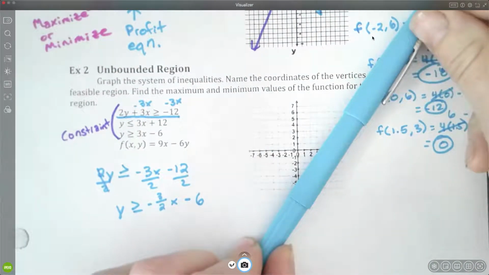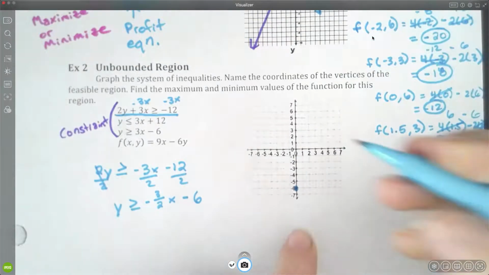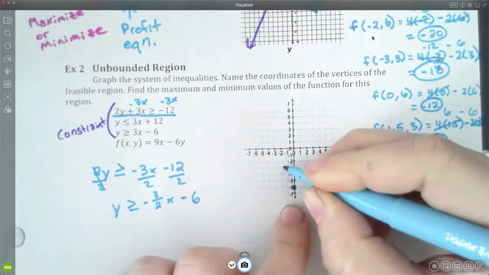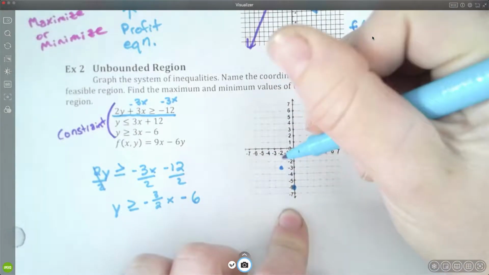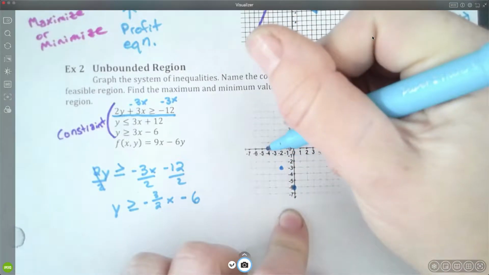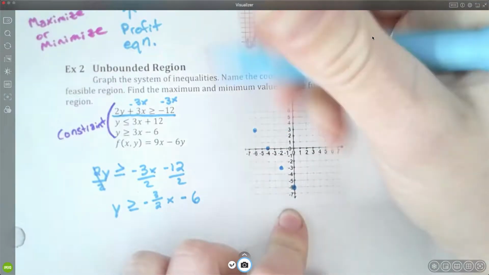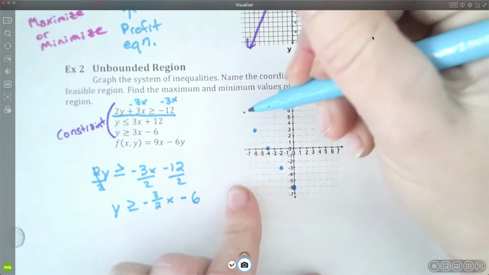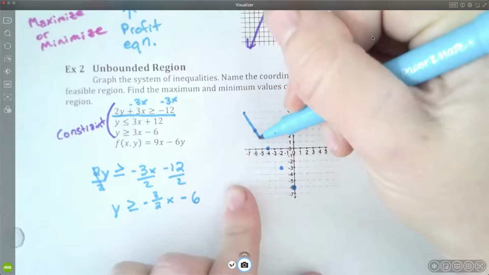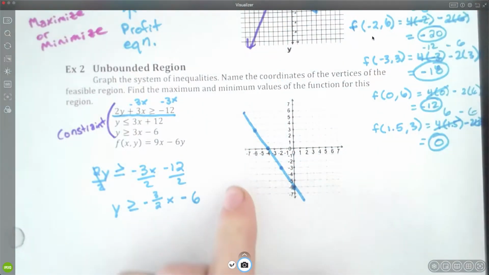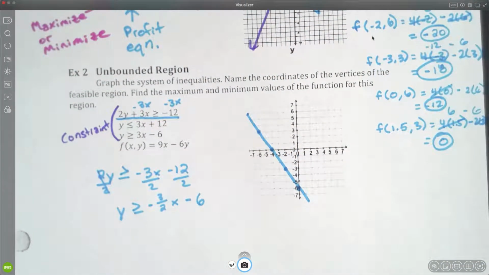Just kidding. But that's positive, right? I want a negative slope, so I've got to go to the left. So up 3 over 2 this way, right? There he is, okay? And I go up 3 over 2 again, and again, etc. And draw my line, and he is a solid line. Perfect.